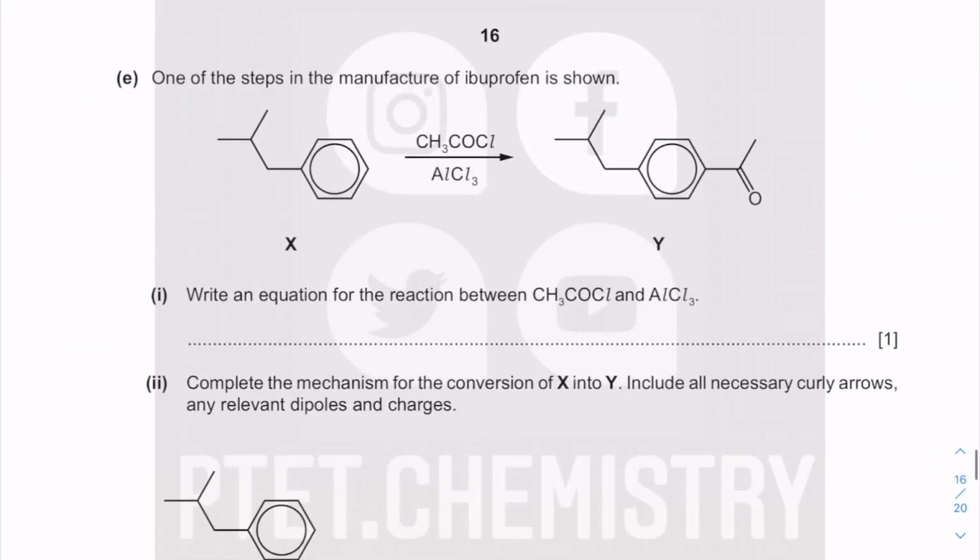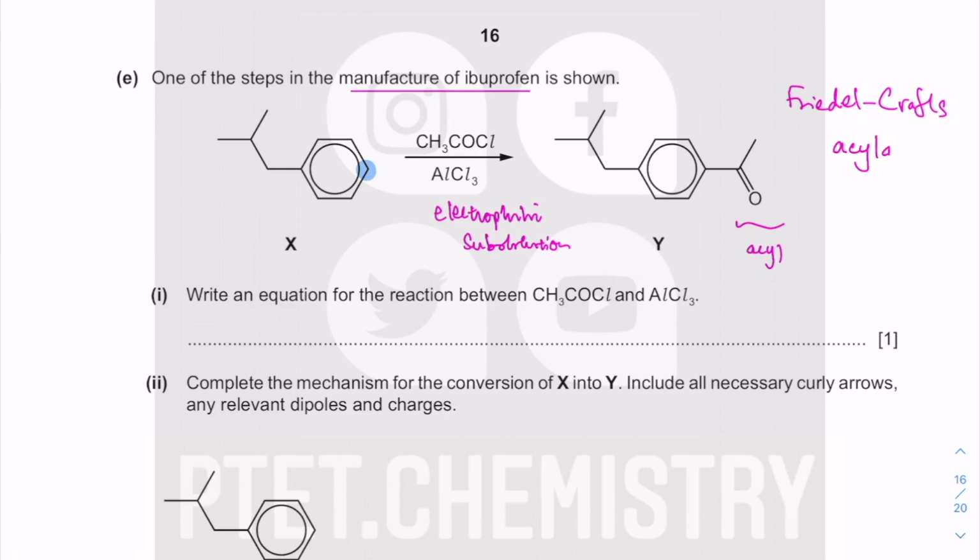So next bit, this is one of the steps in manufacturing ibuprofen. We started out from this benzene ring, and this is a CH, which they haven't shown you. So this is an electrophilic substitution. We have replaced the H with this group. This is an acyl group. The name of the reaction is called Friedel-Crafts acylation. So when you break it like that, we are looking at the electrophile being this.